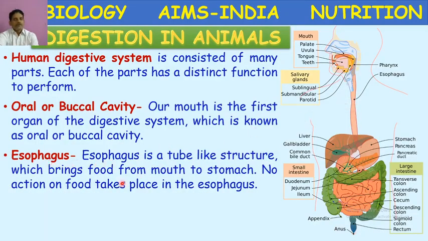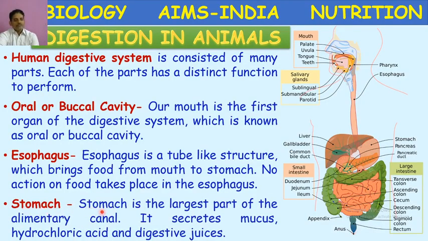Oesophagus. Oesophagus is a tube-like structure which brings food from mouth to stomach. No action on food takes place in esophagus. There are no digestive glands in the esophagus. There is no process of digestion in the esophagus. The process of digestion first starts in the mouth. It will continue in the esophagus.